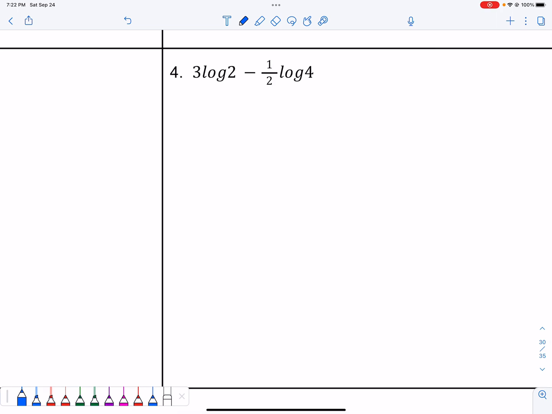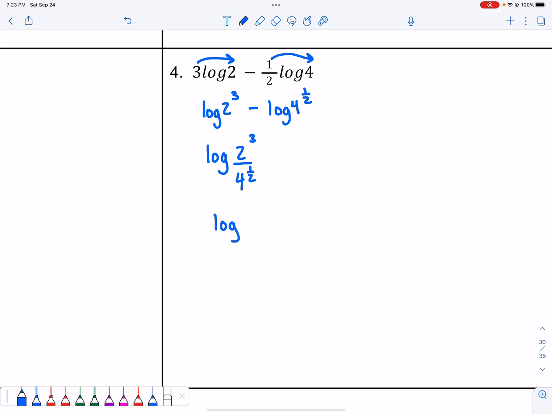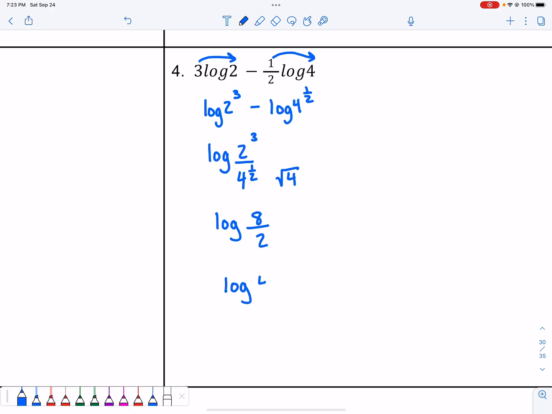And the last one, number 4, I see we have numbers in the front, so the first thing to do is move those to become powers again. So we have log of 2 cubed minus log of 4 to the 1/2. So that would be log of 2 cubed divided by, since they were subtracting, 4 to the 1/2. Now, on a test question, they could leave it like that, but we can also reduce it and get something more simplified. So 2 cubed would give us 8. And then 4 to the 1/2 power is the same thing as the square root of 4, which is 2. And then log of 8 divided by 2 is the same thing as log of 4.